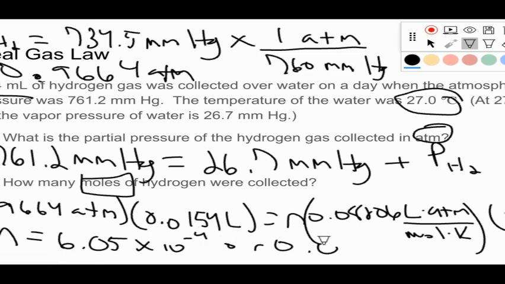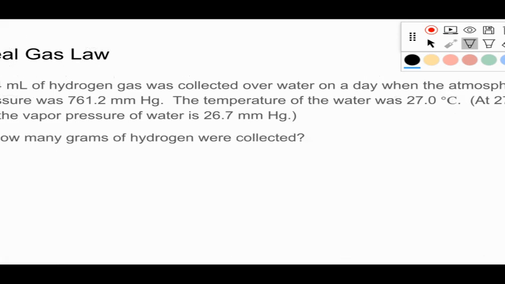or that would be 0.000605. Either of those answers are correct. This one is in scientific notation. This one is in normal form. Both are acceptable by AP. Both have the correct number of significant figures. Then my last question says, how many grams of hydrogen was collected?